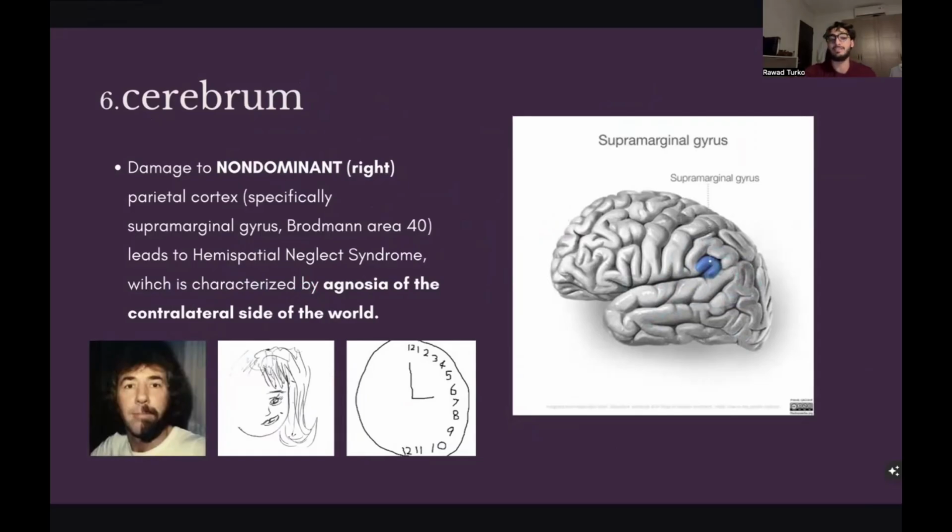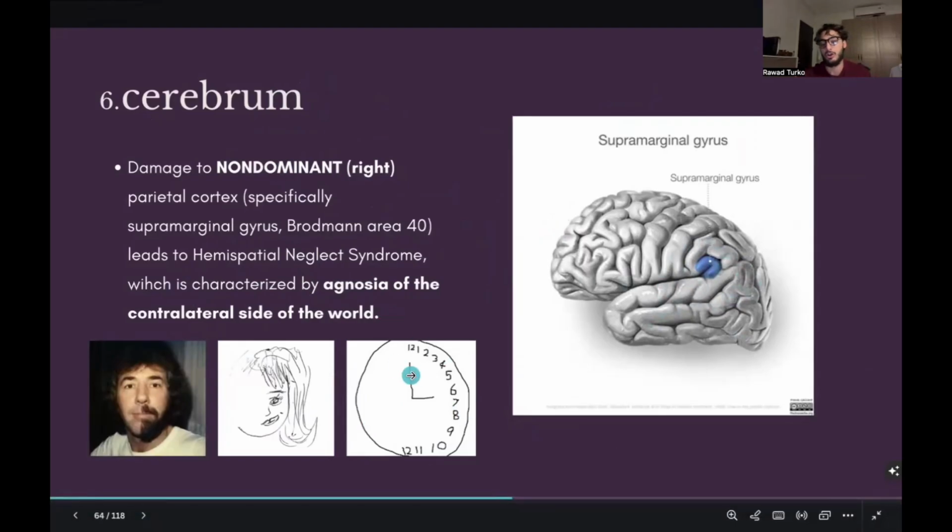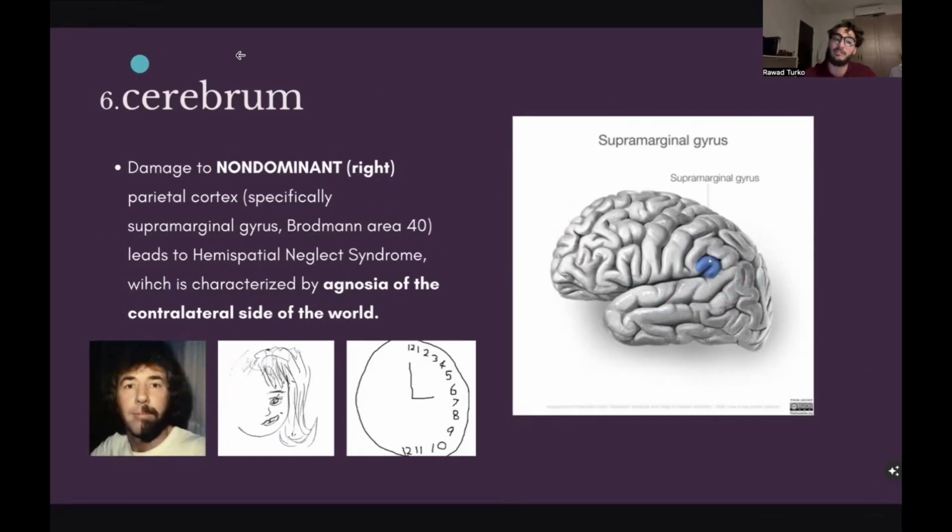So in this case, for example, they're unable to draw the left side of a clock, or they're unable to draw the left side of the face, or, for example, they can't shave the left side of their face, if the damage was done to the non-dominant lobe. So this is the difference between Gerstmann syndrome and hemispatial neglect, or hemi-neglect syndrome.